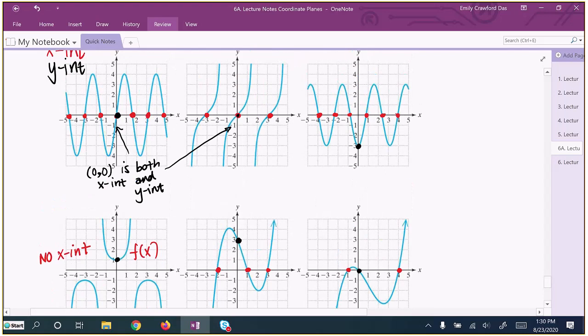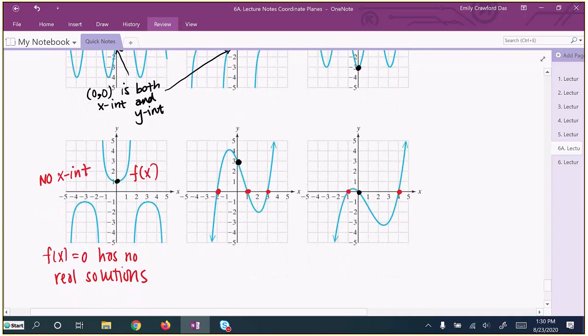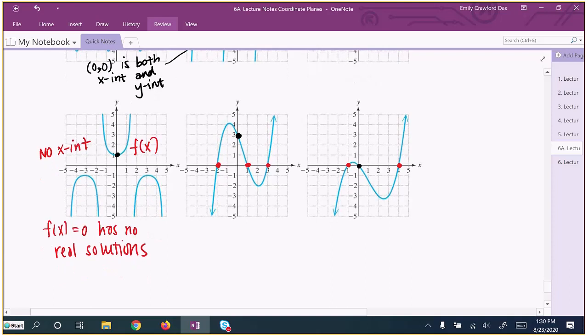So if we compare back to the first two graphs, what this tells us is that if it's odd, then it's going to pass through the origin, and therefore the origin is both an x-intercept and a y-intercept, if the graph is continuous here. But just because it passes through the origin, that doesn't make it odd. Any graph that passes through the origin is going to have 0, 0 as both an x-intercept and a y-intercept.